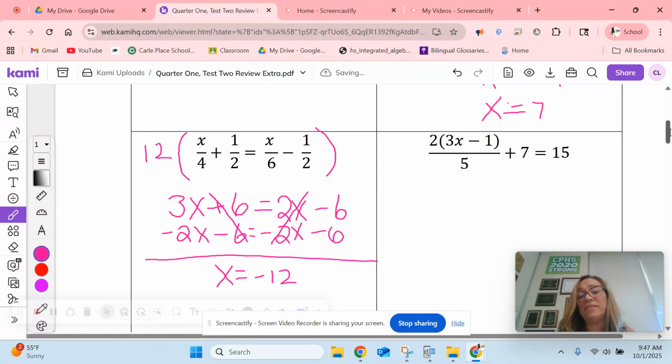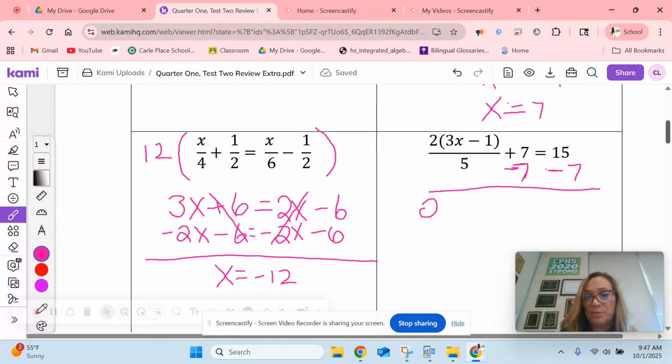Okay, now this one only has one fraction, so I'm just going to deal with it. I'm going to actually try to make it into a fraction equal to another fraction and then use cross products or proportional reasoning. So I'm going to start by subtracting the 7. That gives me 2. Actually, I'm going to distribute to save a little time.